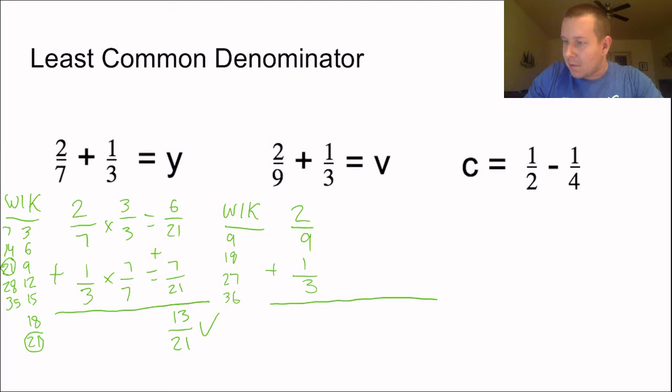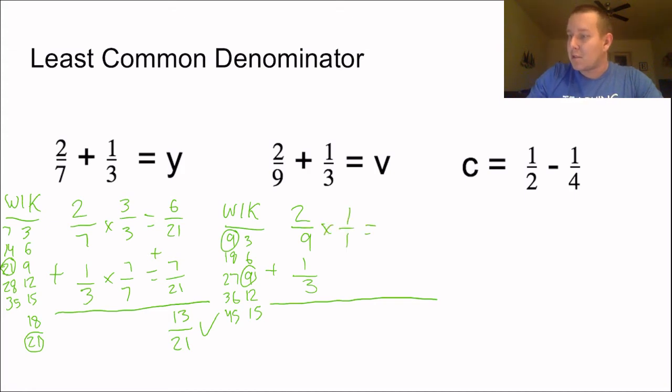27, 36, 45, then 3, 6. Oh, look at that. We found a common denominator. Now, I know as you're watching this video, some of you guys are like, Mr. E, come on. I know that's going to be 9. Okay? So this one's not going to need to change because we already have our common denominator of 9.